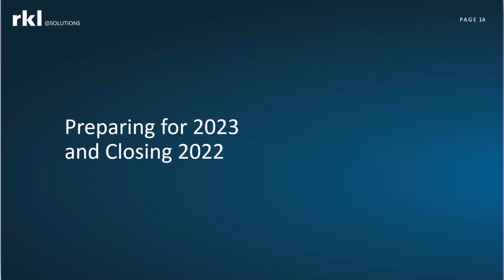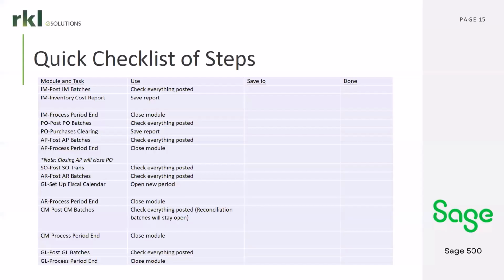Okay, so I am going to go through preparing for 2023 and closing for 2022. This is a quick checklist of year-end closing. The order doesn't have to be strictly followed other than for each module. Check that everything is posted prior to closing. If other steps aren't done in the order and it does matter, the system will tell you.